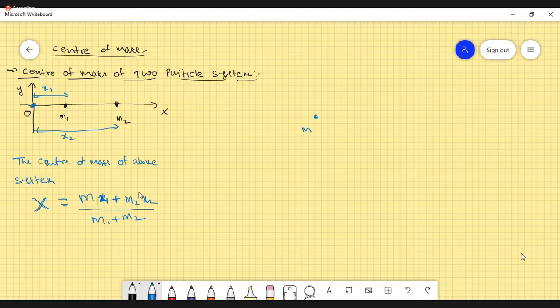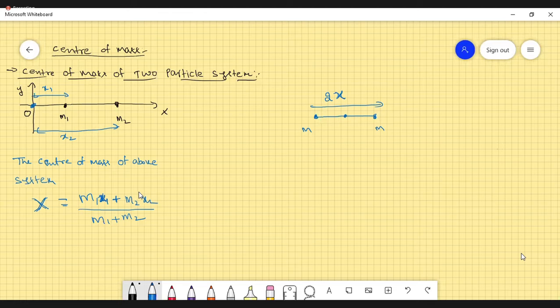If we discuss special cases, for example, using this formula, I will consider this is a mass m and this is also mass m, same mass, and the distance between these two will be x. Now, where is the center of mass of this system? At the center, exactly. Let us consider this distance is 2x1, easier calculations.